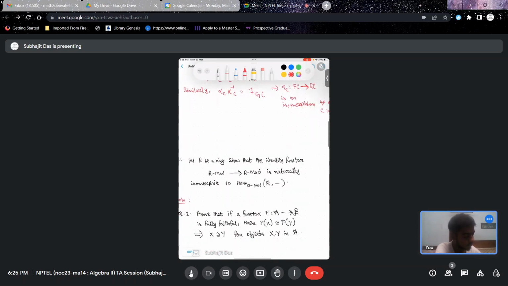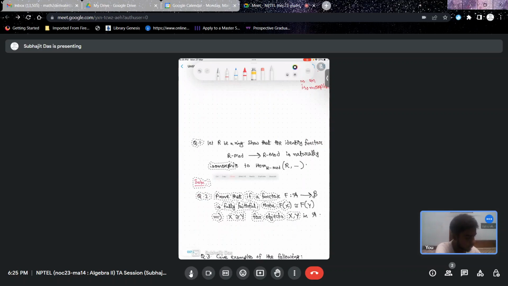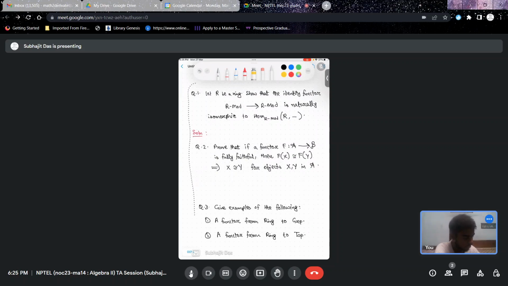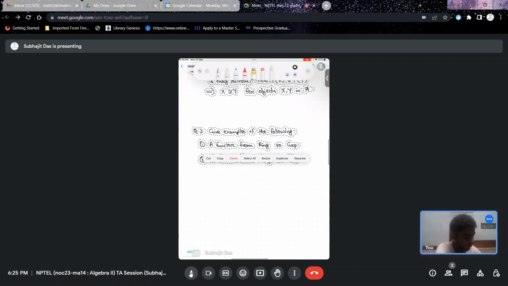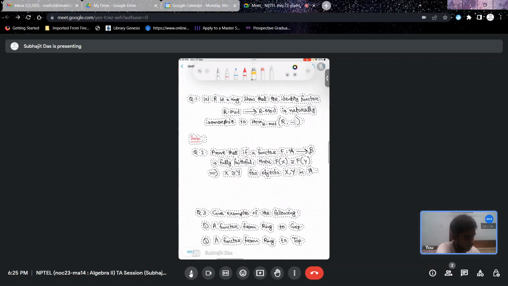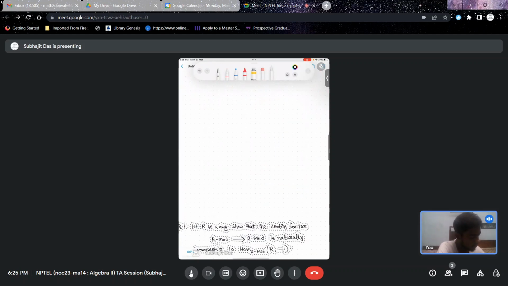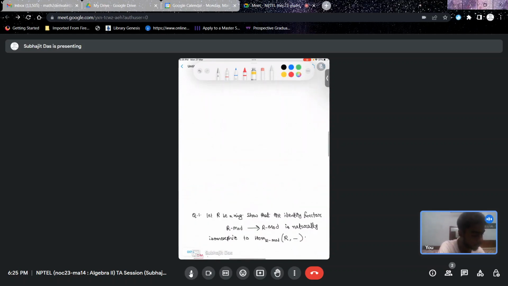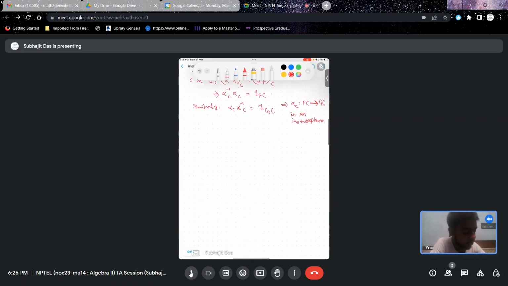Okay, so I need more space. I think this would do. Okay, so conversely, assume that for all objects C in the category C, the component of alpha at C, that is alpha C from FC into GC, is an isomorphism.